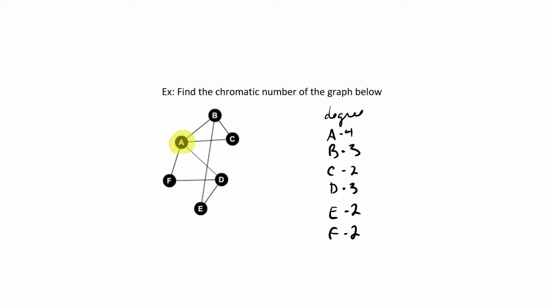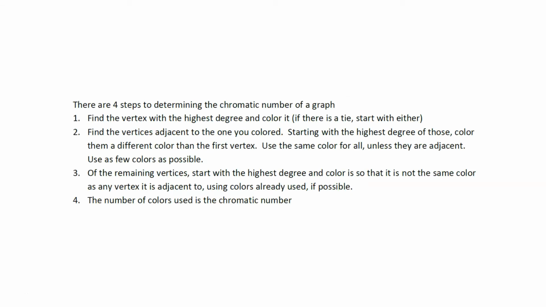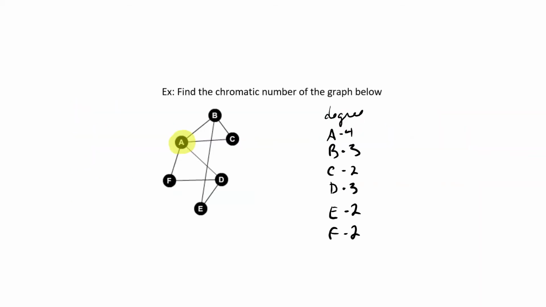The next step is to find the vertices adjacent to the one we just colored and give them a different color, making sure that no two adjacent vertices get the same color. We look for the highest degree that's adjacent to A, and we can see that both B and D have the degree of 3. So we'll go ahead, I'll color B as red. I can also color D as red.